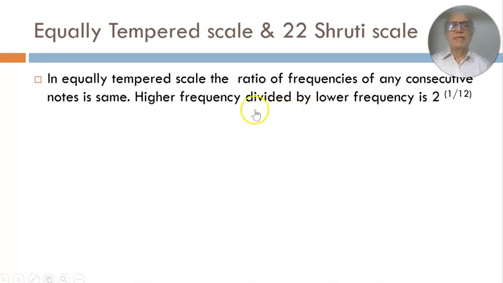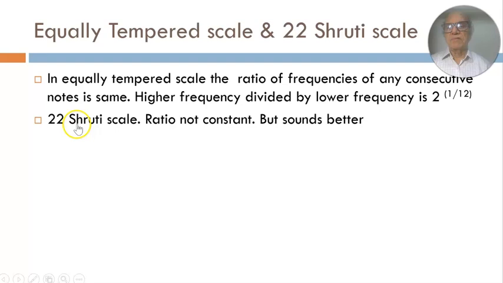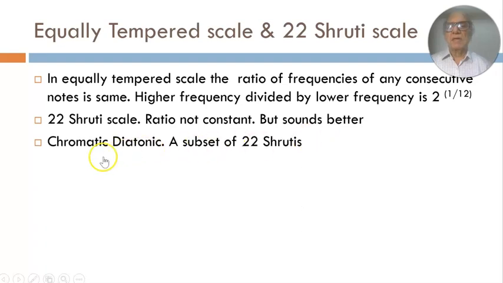Now, as I said, the equally tempered scale is something that we already know. And there, if you consider two consecutive notes, the ratio of the higher frequency to the lower frequency is always constant. That is 2 raised to 1 by 12. Now, if you consider the 22 Shruti scale, which we will study shortly, the ratio of frequencies of consecutive notes is not constant. However, this scale sounds better. Chromatic diatonic is going to be a subset of 22 Shrutis, so that also we will touch upon.